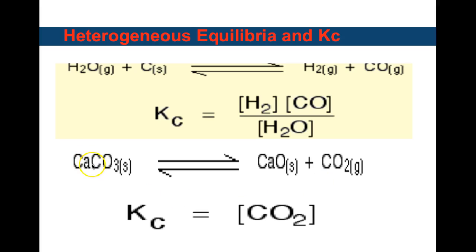Now here you have calcium carbonate breaking down into calcium oxide, also a solid. That's hard to see, that's an S. It's a little bit not legible, but this is an S, a solid, and so is this, all right? Carbon dioxide is the gas. So the Kc expression just has carbon dioxide, all right? Because that's the only gas present. So that's how you write equilibrium expressions for heterogeneous equilibria.